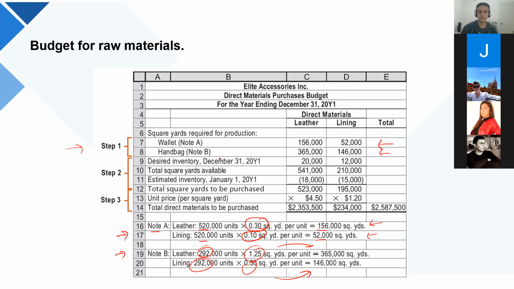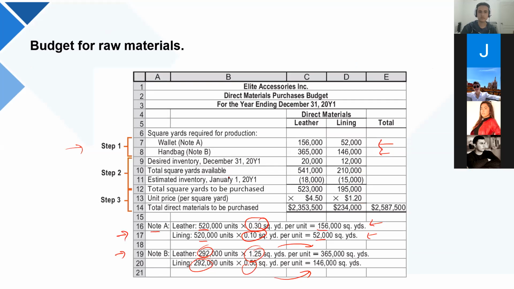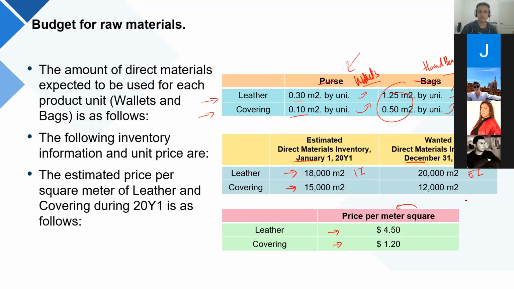All I need to do now is apply the inventories, and I need to add up the final inventory, that is, the ending inventory I want to end with, and then I need to subtract the initial inventory. So I take the desired inventory, which will be our ending inventory, that is this one here, okay? I have my ending inventory of December, so 20,000 and 12,000.